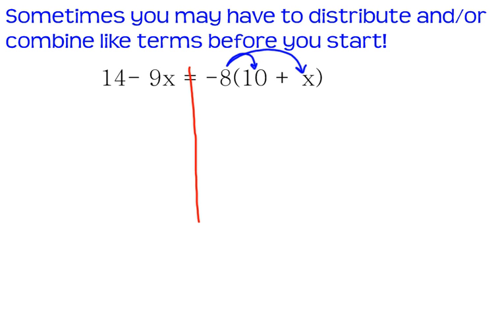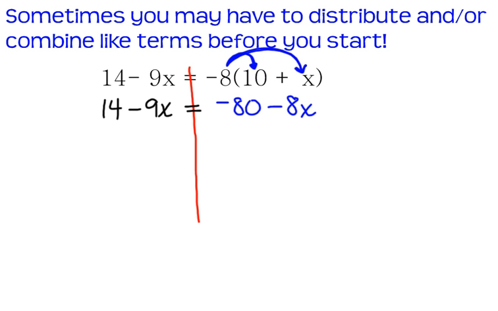And I begin by saying negative 8 times 10 is negative 80, and negative 8 times positive x is negative 8x. Now I haven't changed anything on this first side, so I'm just going to bring it down. Remember, this is why we fold our paper in half, so that we are working vertically. You can see my steps. They line up one right after the other.